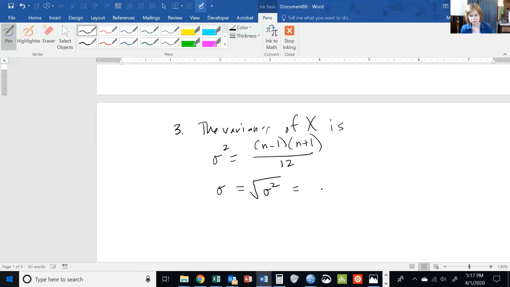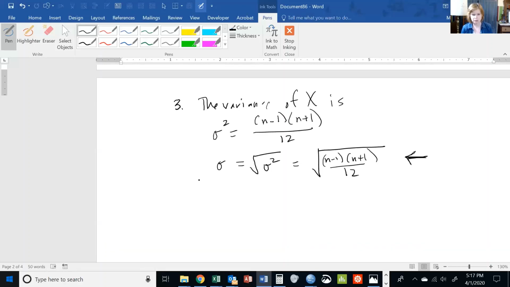If it asks for the standard deviation, we want the square root of (n minus 1)(n plus 1) over 12. The standard deviation gets used a lot more, so we probably will use this formula more than the other formula. All right, so let's just start with that. Let's find the variance.